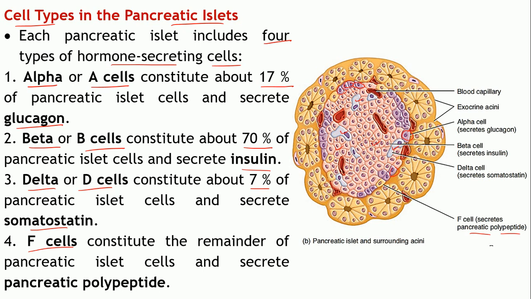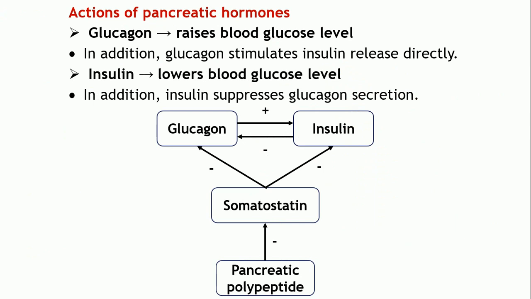So these are the ones which are present, yellow in color. As you can see, very few, right? Roughly 6% of the islets comprises these F cells, which produce pancreatic polypeptide. So these are the different secreting cells along with the composition and the type of hormones which they are synthesizing and releasing.